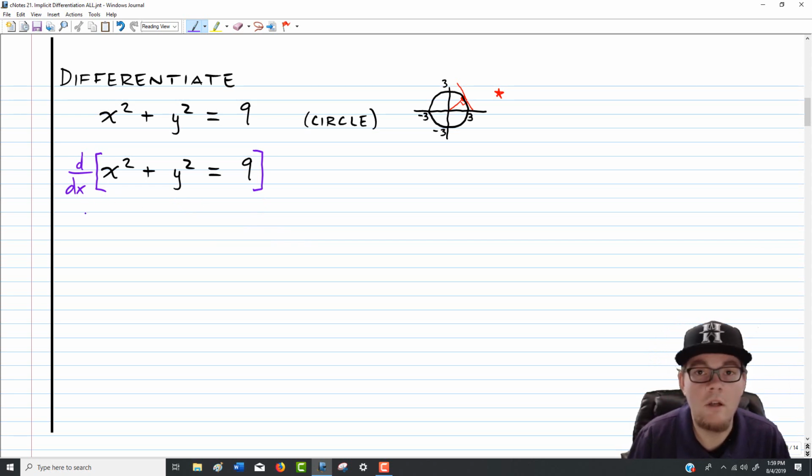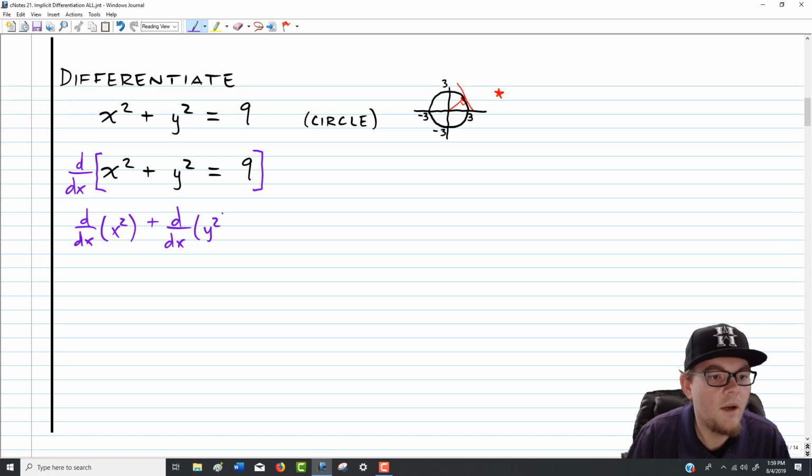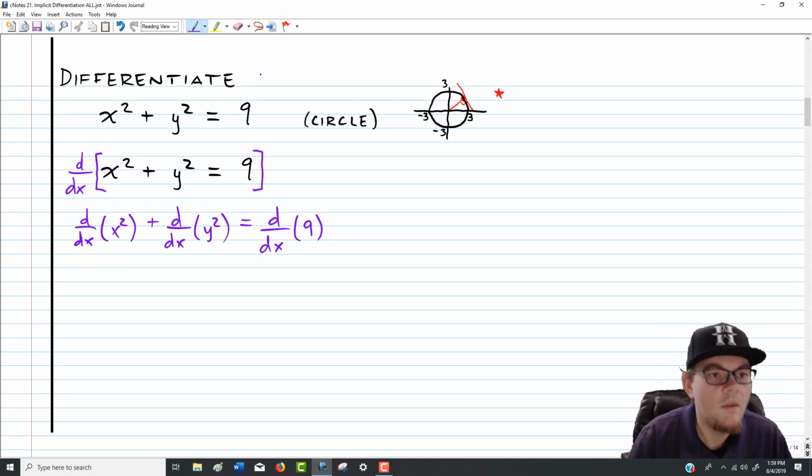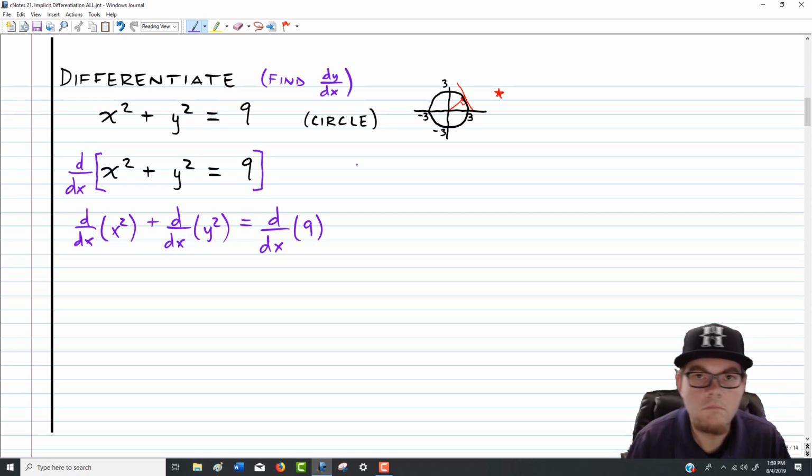So let's write out what this would look like a little more carefully. This would be the derivative with respect to x of x squared plus the derivative with respect to x of y squared, and it's all equal to the derivative with respect to x of 9. And so there is the derivative that we're looking for. We want to compute what this ends up being, with our goal being to find an expression for dy/dx. That's our goal.